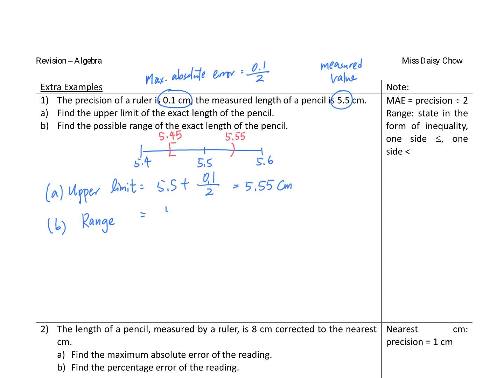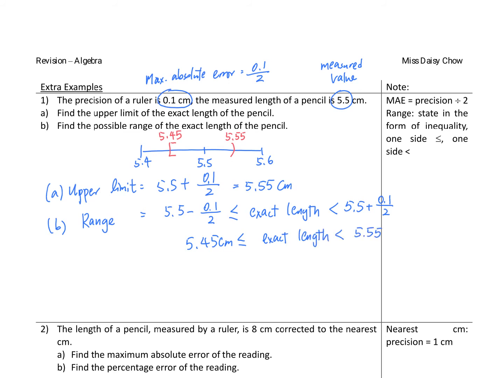So the answer would be 5.5 minus 0.1 divided by 2, smaller than or equals to the exact length, and then smaller than, okay, the upper limit, 5.5 plus 0.1 divided by 2. Okay, so the final answer here would be 5.45 cm, smaller than or equals to the actual length, smaller than 5.55 cm.